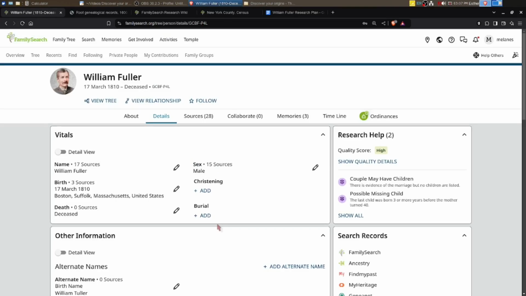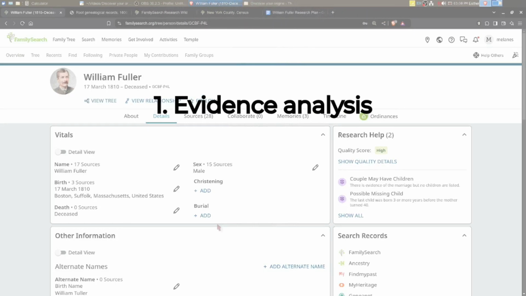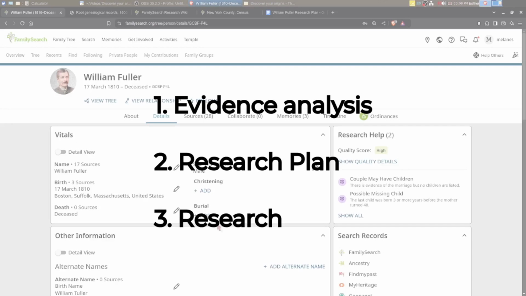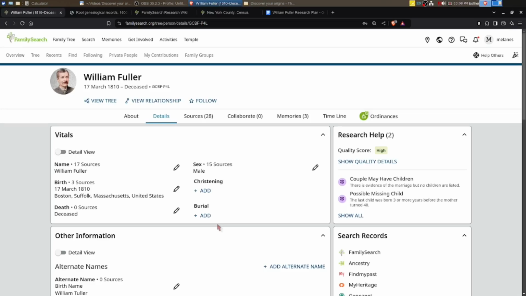Those are some pretty big questions, and so a professional genealogist is going to create a research objective that focuses on just one thing at a time. So I'm going to put up on the screen what we're going to do here, but first we're going to do some evidence analysis. We're going to look at the sources that are attached to William, and we are going to focus on William's birth date and place in this video. And then we'll come up with a little bit better research plan and kind of go from there. So I'm not sure how much research we'll be able to get done in this video. That might be for the next one, but let's get started.